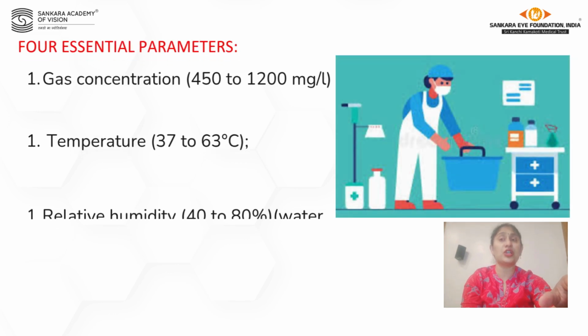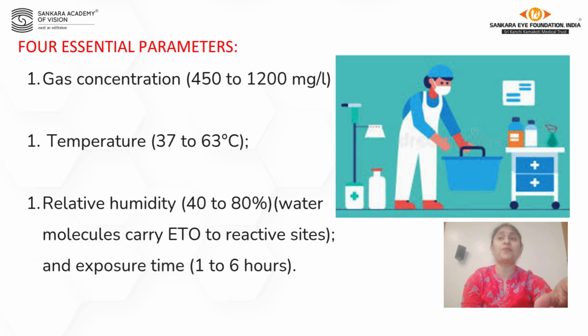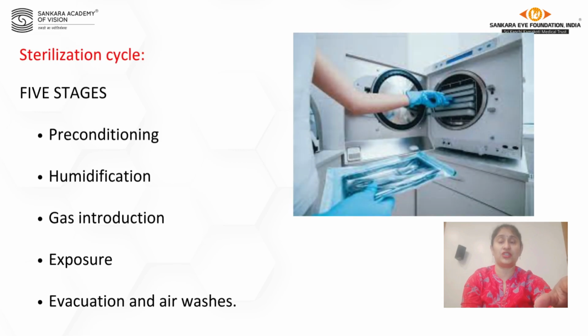So we need 4 essential parameters for the efficient functioning of ETO: gas concentration, temperature, and relative humidity. It involves 5 stages of the sterilization cycle: preconditioning, humidification, gas introduction, exposure, evacuation, and air washes.